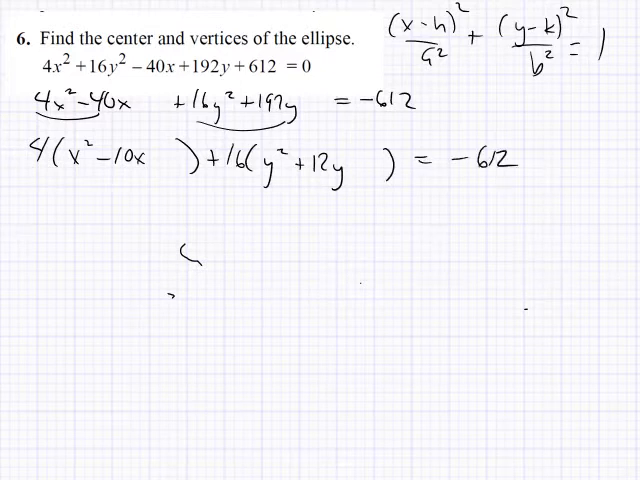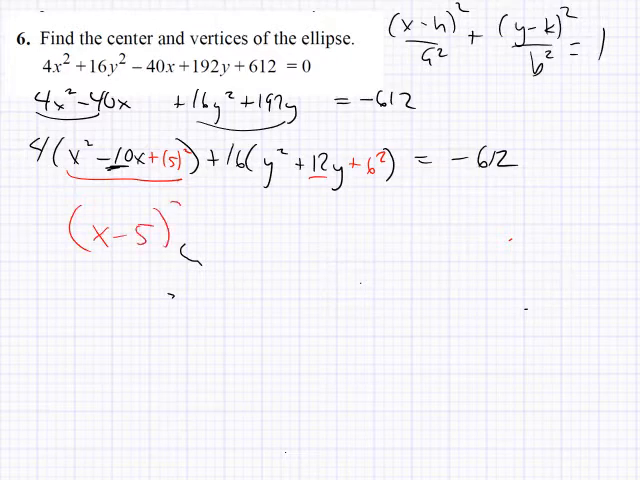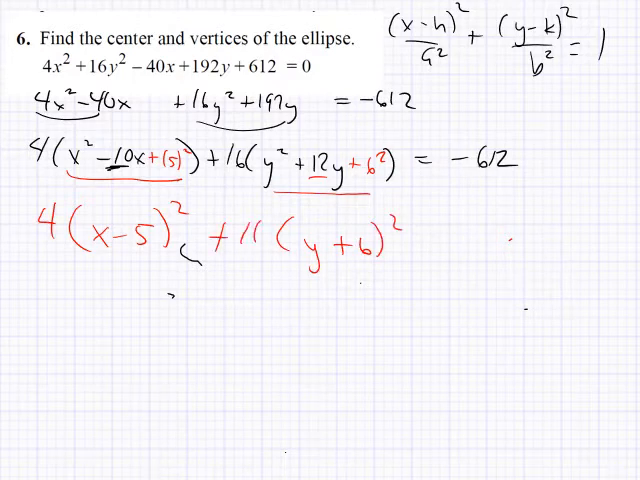So now it's time to complete the square. Everything's set up to go. So we'll divide negative 10 by 2, and we're going to get 5, and we're going to square that. And we'll take 12 divided by 2, and we'll get 6, and we're going to square that. So that allows me to factor this as (x minus 5) squared, and this would be (y plus 6) squared. I still have the 4 and the 16. But now I have to alter the other side of the equation because I added these pieces in. So here I have 4 times this and 16 times this.